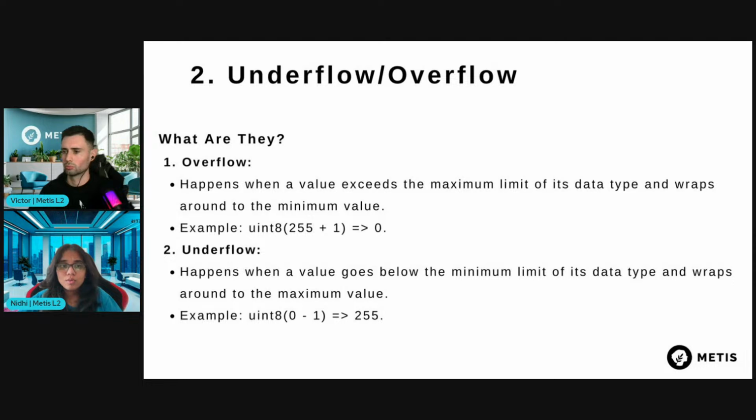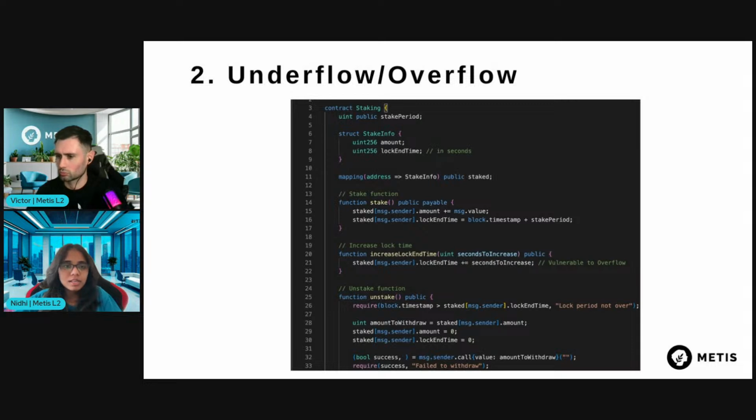So this is overflow. What is underflow? Underflow is the opposite. It occurs when a value goes below the minimum limit and wraps around to the maximum. For example, subtracting 1 from 0 in the same unsigned integer will result in 255. In the example code here, we can see how this vulnerability can slip in.